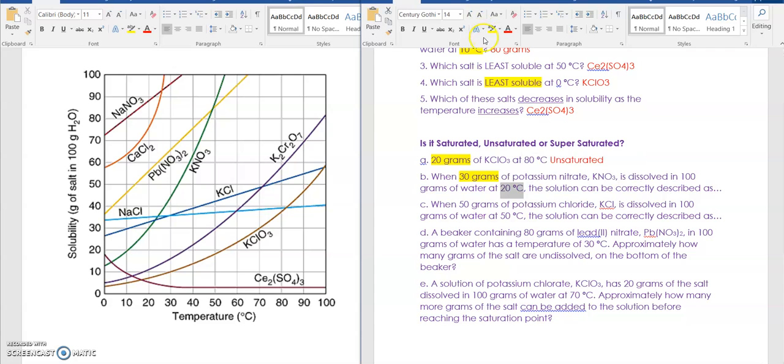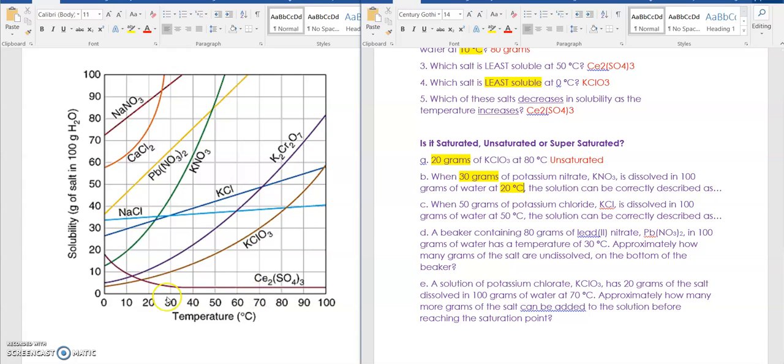20 degrees. So as we go forward, I would encourage you to highlight or underline or mark in some way the same pieces of information we've been pulling out the whole time. We're looking at what temperature is it being dissolved at, how much water is being used, and how many grams am I trying to put in.